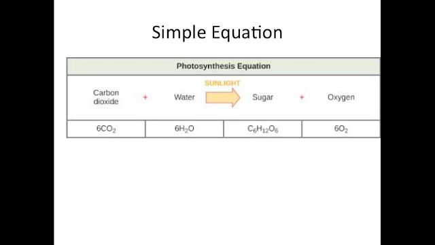So a simple equation of photosynthesis where we have 6 CO2 or carbon dioxide molecules combined with 6 molecules of water with a little bit of sunlight, and the end result should be sugar, C6H12O6, this is glucose, plus oxygen, which is 6 molecules of oxygen. So this is the photosynthesis equation. You can bet your dollar that this will be on the test, so make sure you memorize this equation.